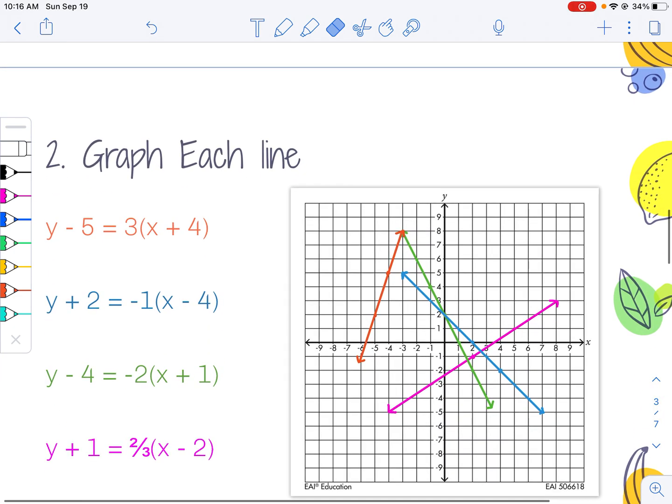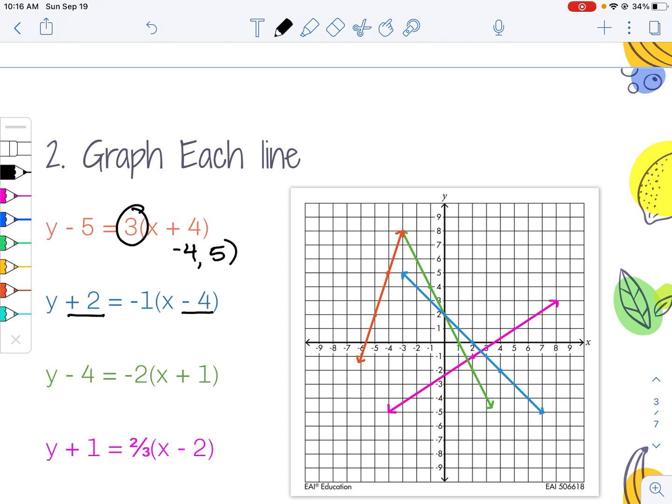When I'm graphing using point slope form, I'm going to find my ordered pair. So in this case, -4, +5, and I would mark that point, and then I'm using the slope from there to mark a few more points and play connect the dots. Remember, when you see that minus in front of it, it's really a positive value, and when you see that plus in front of it, it's really a negative value. So that blue line, I'd be marking the point +4, -2, and going from there.